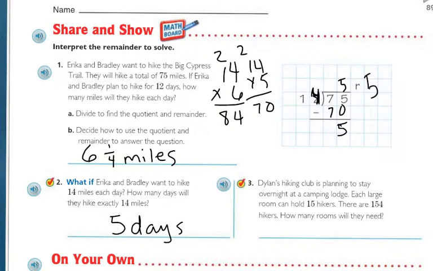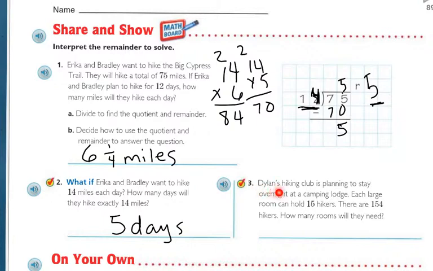Okay, and if you were to ask the question, how many days would it take them to finish the trip, you'd have to say 6 days. Because on 5 of the days, they're going to go 14 miles, and on that 6th day, they're going to do an additional 5 left over, right? So they're going to do 14 miles on 5 of the days, and then that last day, they would do 5 miles.